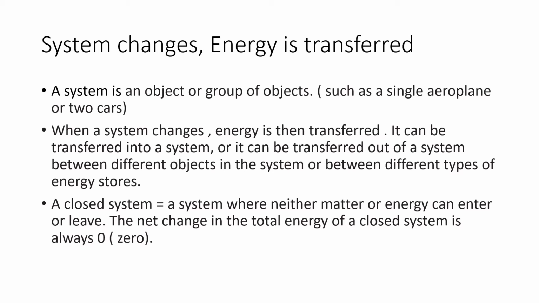Now, there are 2 types of systems. The first example is a closed system, and a closed system is where neither matter nor energy can enter or leave. The net change, which is just a fancy word for the difference in the total energy of a closed system, is always 0. The other type of system, which I'm guessing you could guess, is an open system. And an open system is the total opposite. Energy and matter can leave the system, and the net change can, but not always, be 0.